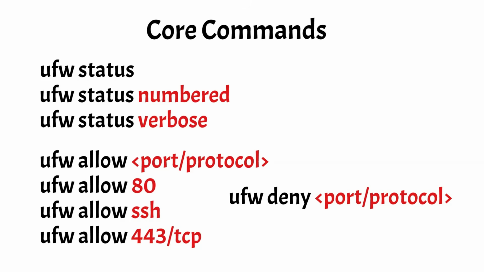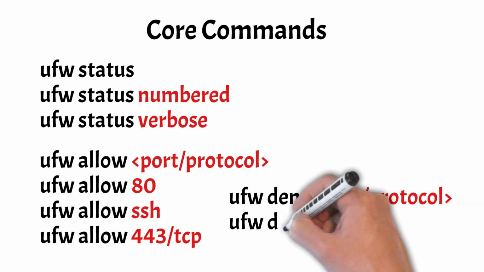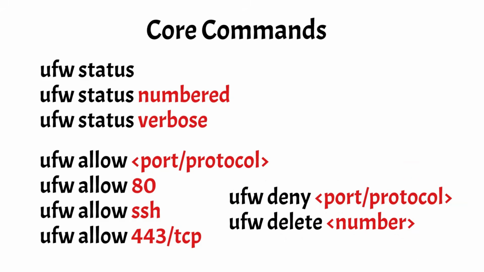In case you need to remove a rule, you can either specify it directly or more easily use the delete command with the rule's number. You can get the number by running the status command with the numbered flag, which would display all rules with unique numbers next to them. That way you can safely reference and remove a specific rule from the list.